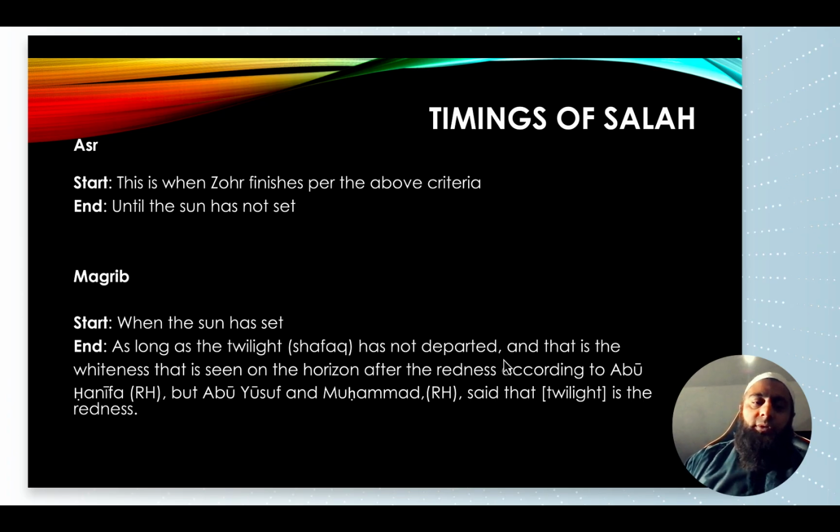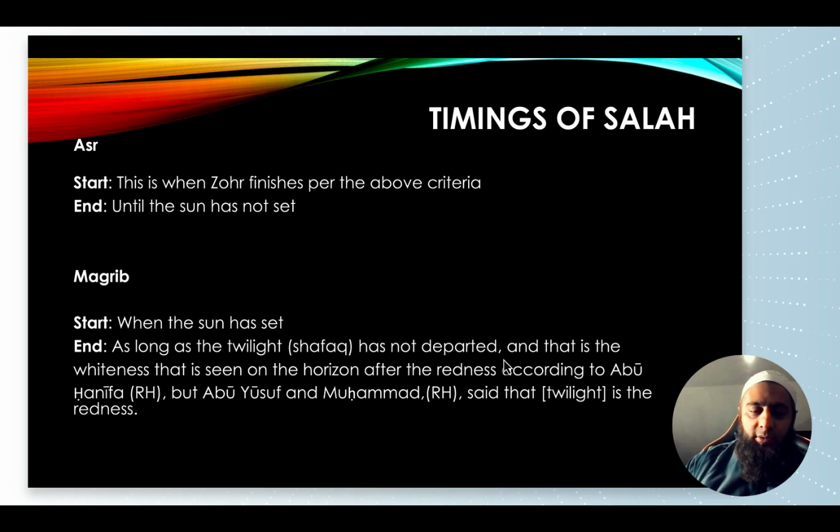Then we move on to Asr Salah. Now Asr Salah starts when Dhuhr Salah finishes per the above criteria, and its end point is as long as the sun has not set. Maghrib then is when the sun has set, and its end point is as long as the twilight, also known as Shafaq, has not departed, and that is the whiteness that is seen on the horizon after the redness, according to Imam Abu Hanifa rahmatullah alayh.